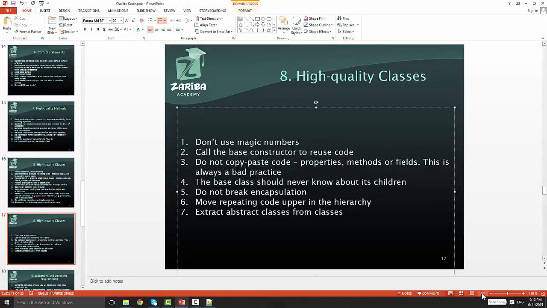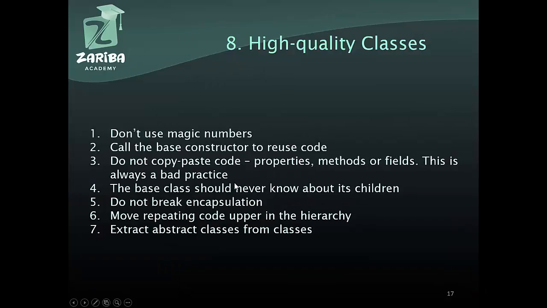Call the base constructor to reuse code. Do not copy paste code. So properties, methods, fields, constructors, and so on, they can all be reused if you have them in the hierarchy or if you have more abstract classes or interfaces. So yeah, as soon as you copy paste, think about, well, can I make this better instead of copy pasting? And if you don't have an answer, leave it, but if you do, make your code better.